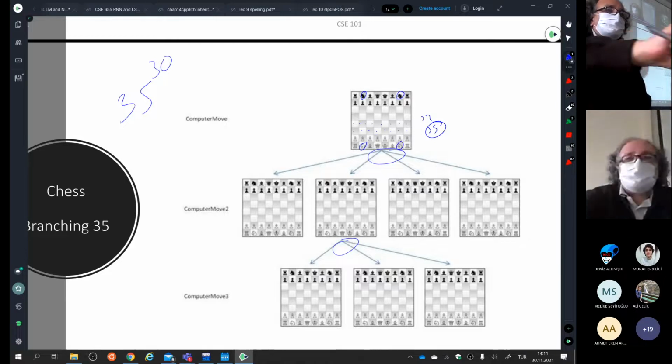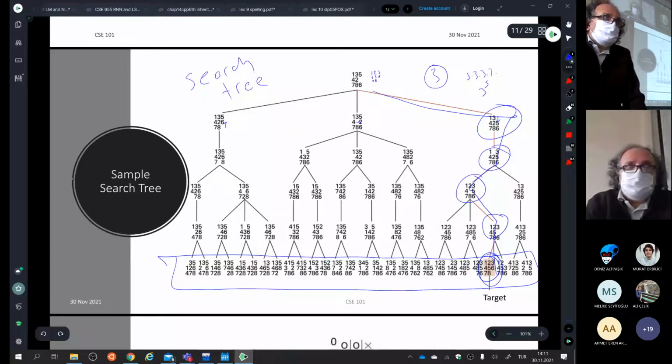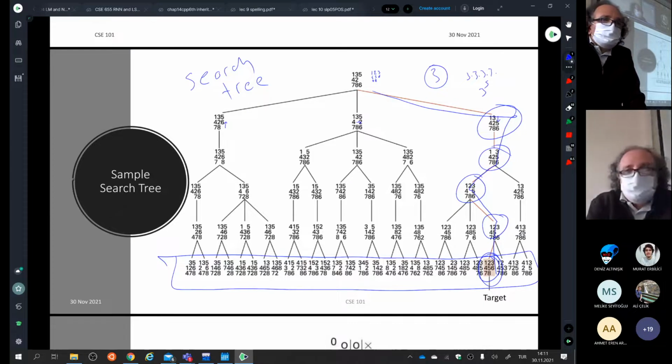So this algorithm doesn't work very well if there are other types of games that you are playing. That doesn't mean that the computers can't beat the humans. Why? Because humans cannot deal with this kind of search tree anyway. There are some nice algorithms that can make a decision without searching all the space, and computers nowadays are doing much better than humans.